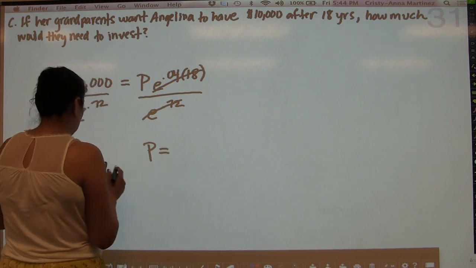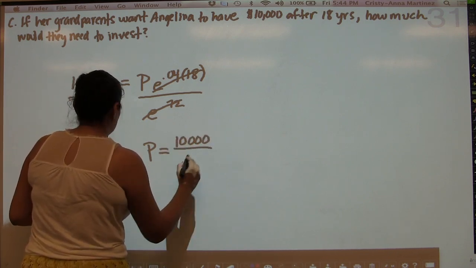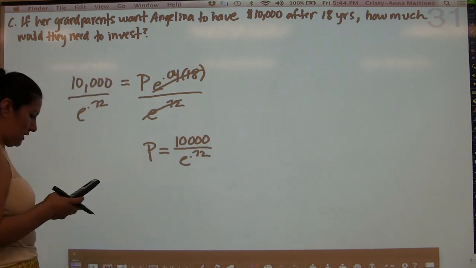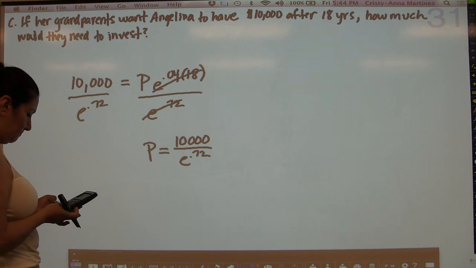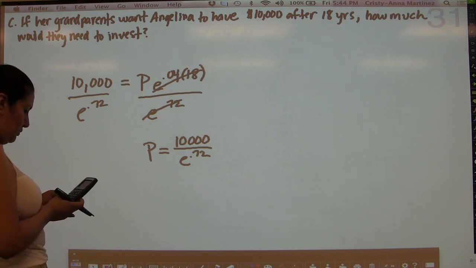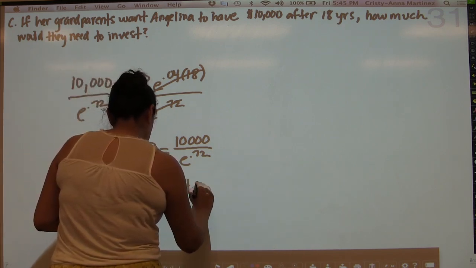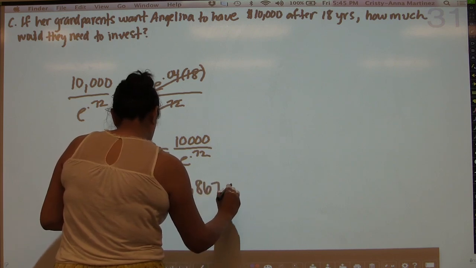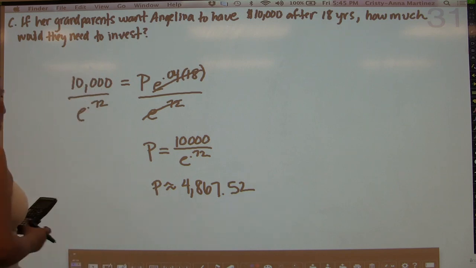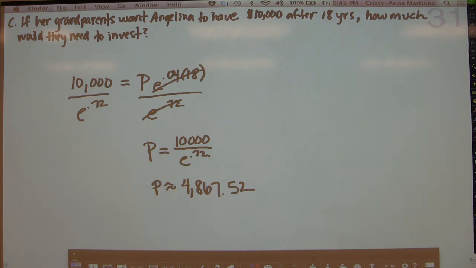And P is going to equal 10 grand divided by e to the 0.72, which is 10,000 divided by e to the 0.72. We get that P is approximately 4,867.52. They have to invest at least $4,867.52 in order for her to have $10,000 at the end of 18 years. So they need to up their $3,000 deposit by another $1,900 or so to allow her to have 10 grand at the end of 18 years.